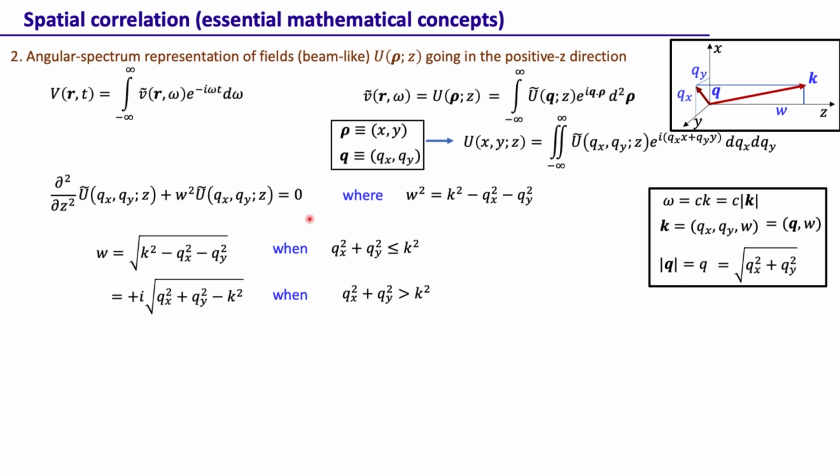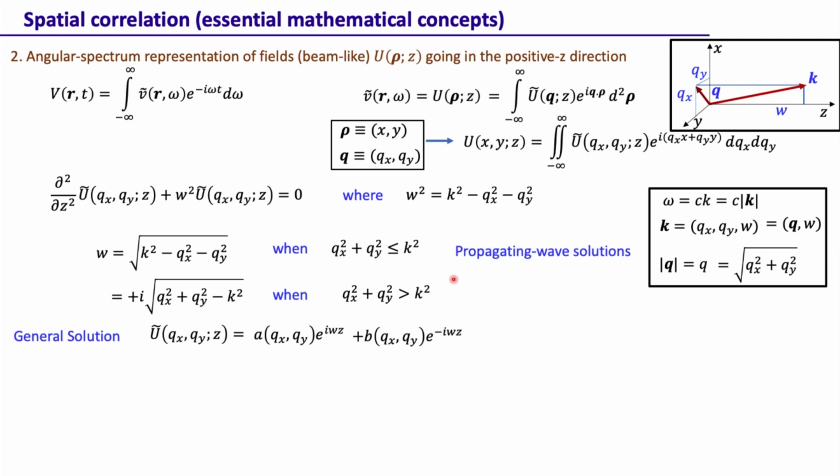Now what is the generic solution to this differential equation? The generic solution we know is of this form, that it is just some quantity A(qx, qy) e to the i w z plus B e to the minus i w z. Let me point out here that where w is a positive quantity, this is a propagating wave solution. So w being positive, when the general solution is this, it means that this is a propagating wave solution.